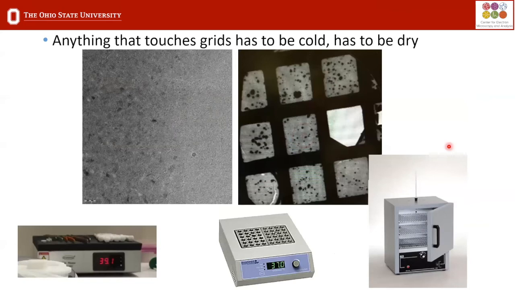And again, anything that touches the grids has to be cold and has to be dry. So thoroughly dry out anything that touches your grid. And when you're putting your tweezers in the liquid nitrogen, getting ready to pick up a grid, I always cool them off to the side and make sure they're super cold and they reach liquid nitrogen temperature before touching your grid. Because when you have metal tweezers and metal grid bars, it's really easy to transfer heat and warm up your sample.